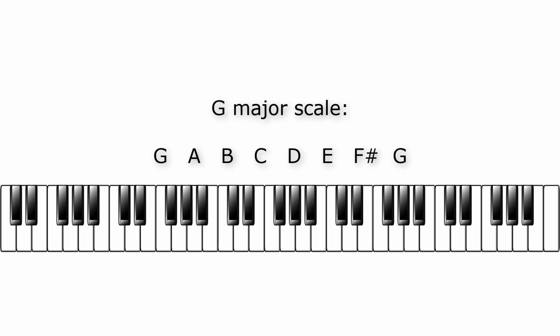Now notice that the G major scale has one black note, the F sharp. This in contrast to the C major scale with only white keys. Now, why do I call this note F sharp and not, for example, G flat? Because F sharp and G flat are enharmonic equivalents. They are two names for the same note. Well, imagine that I would call it G flat. Then my scale would be G, A, B, C, D, E, G flat, G.